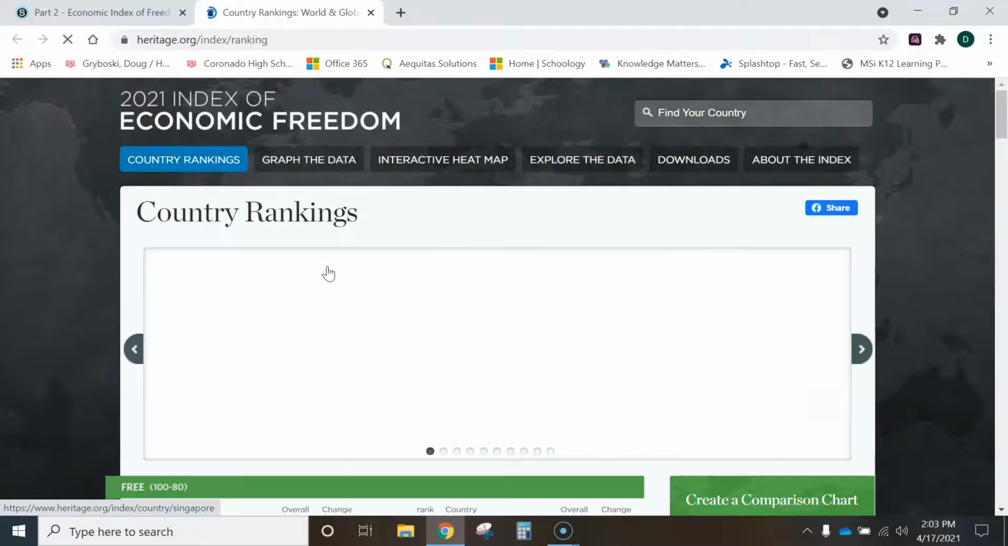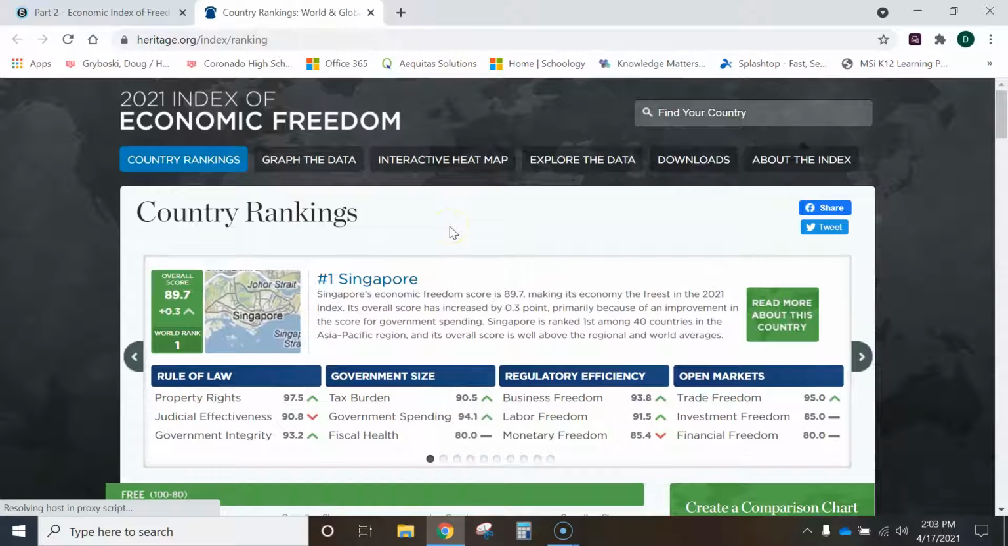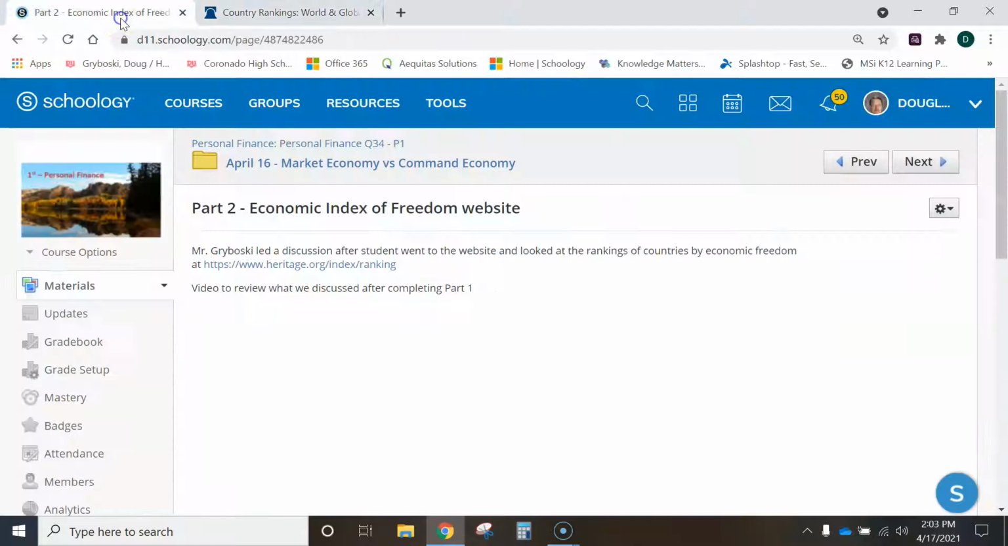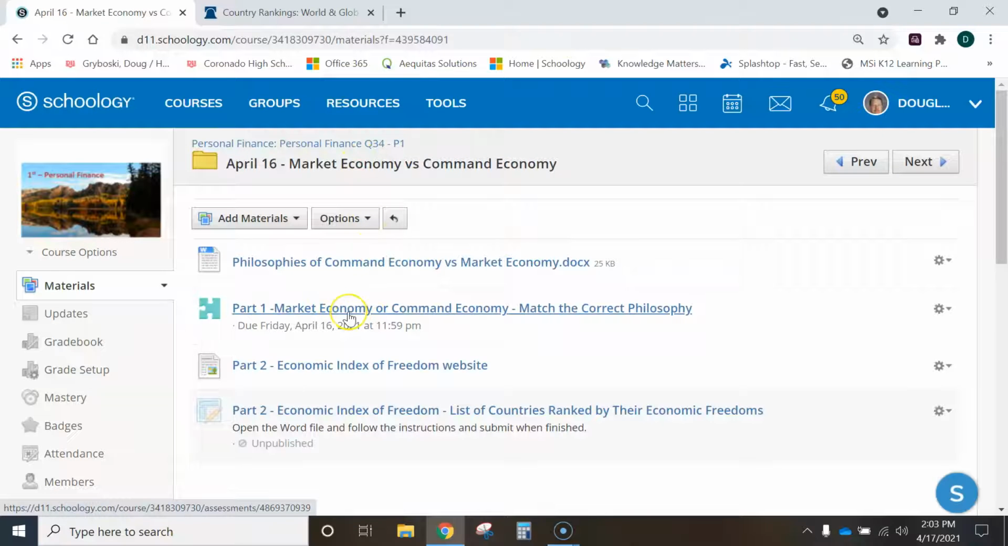This was maybe the last 10 minutes of class, and students looked up the country rankings. One student had asked, just before I set everyone free to go work on this, what countries are ranked higher than the United States as a market economy? Which ones are even freer than the United States? And I said, hold that question, we'll answer it when we come back for Part 2.